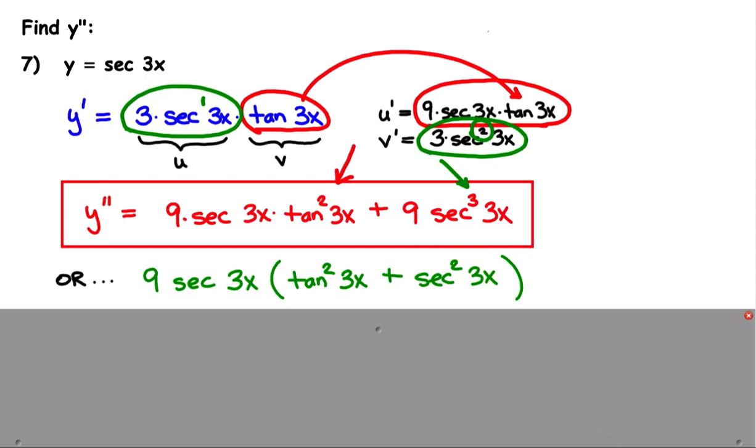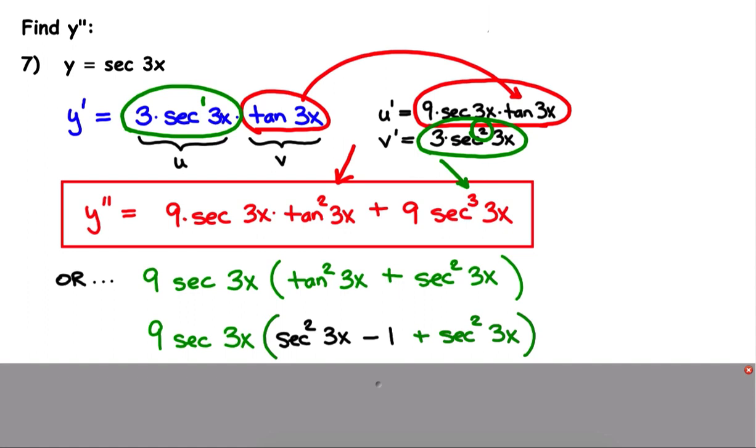Oh, man. Tangent squared plus 1 is secant squared. So maybe they want to make these all secants. Maybe they don't want to have mixed trig functions. So what you could do is take that tangent squared of 3x out and replace it with a secant squared 3x minus 1. Remember, tangent squared plus 1 is secant squared. We're just working our way backwards. Secant squared minus 1 is back to tan squared.